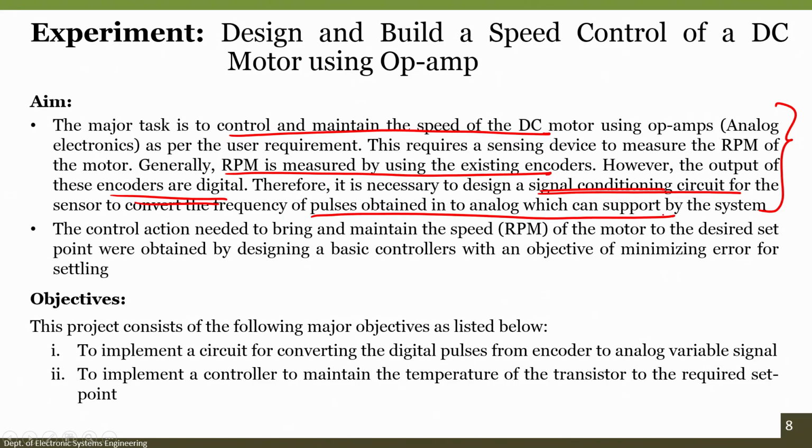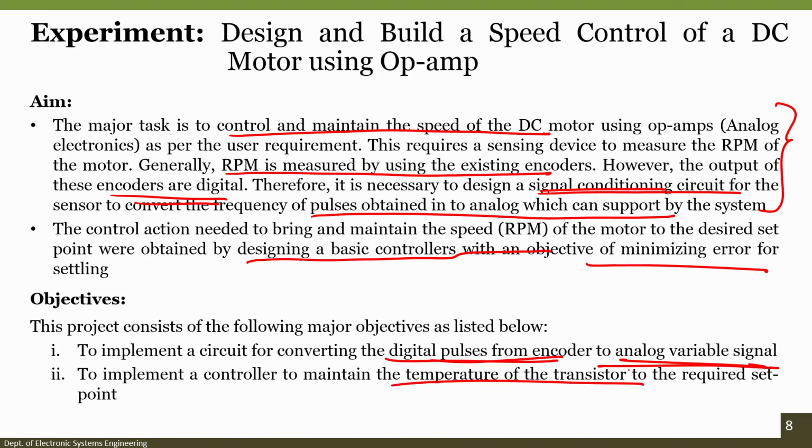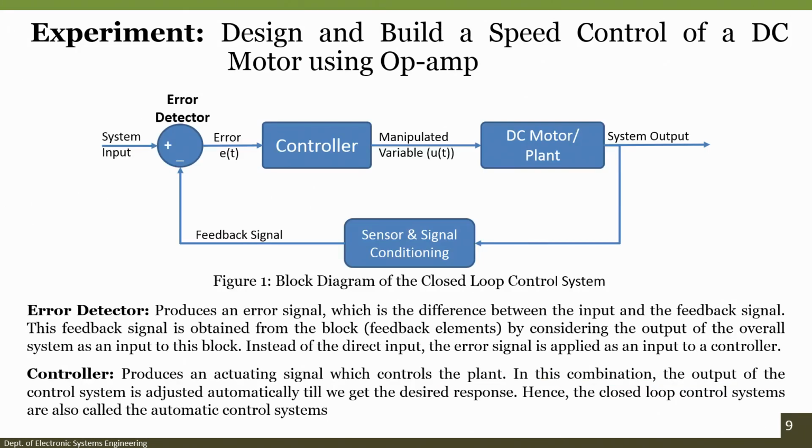Okay. Now, the control action needed to bring and maintain the speed of the motor at the desired set point would be obtained by designing basic controllers with the objective of minimizing error. So, what are our objectives? The first one is to implement a circuit for converting the digital pulses from the encoder to an analog variable signal, because the encoders are giving us output in the form of digital signals. The second is to implement a controller to maintain the speed of the motor at the required set point. So, there are two objectives that you see here, and for that we will see the block diagram of the closed loop control system.